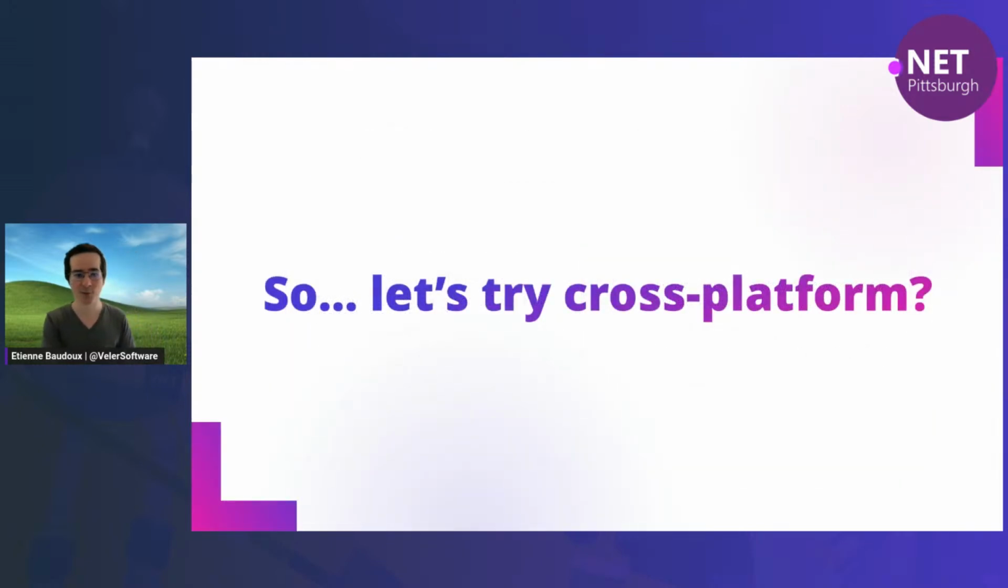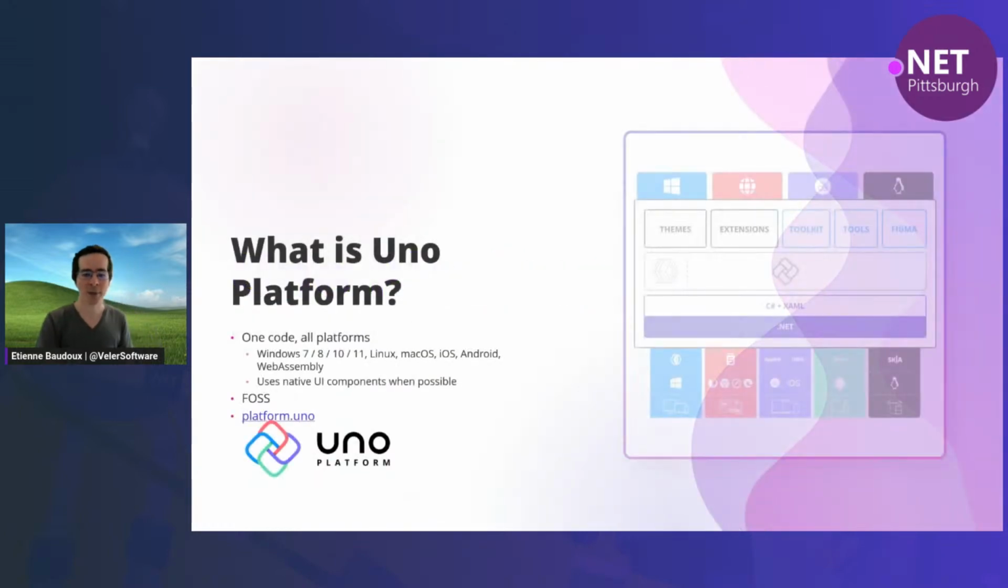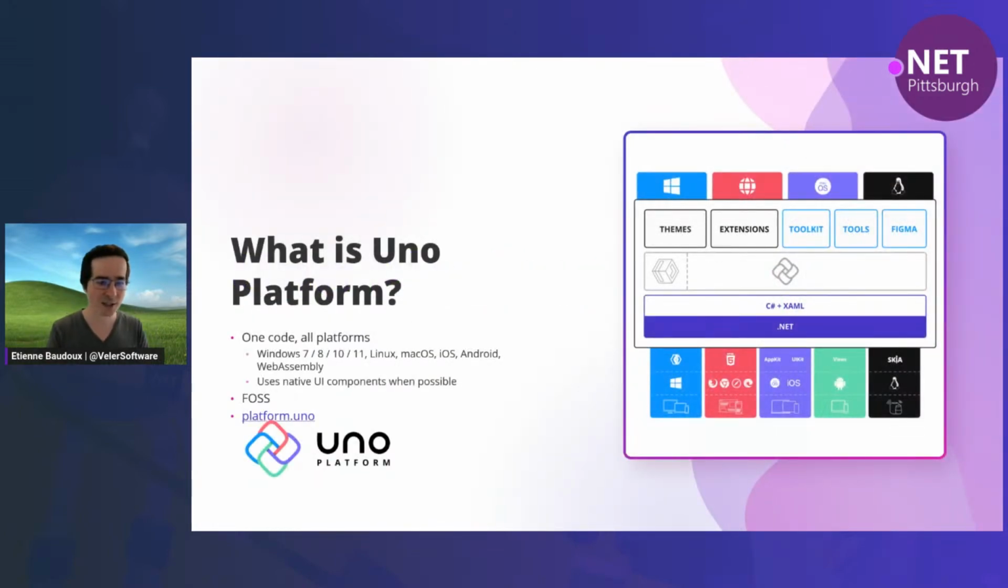And for this, we have multiple frameworks that I will introduce to you. The first one is Uno Platform. That's the first one we tried. Uno Platform, if you don't know what it is, is a free and open source framework that allows you to make one app that runs on every platform. Windows 7, Windows 8, I almost said Windows 9, sorry. Windows 7, Windows 8, Windows 10, Windows 11, Linux, macOS, iOS, Android, and even WebAssembly, so even in a web browser.